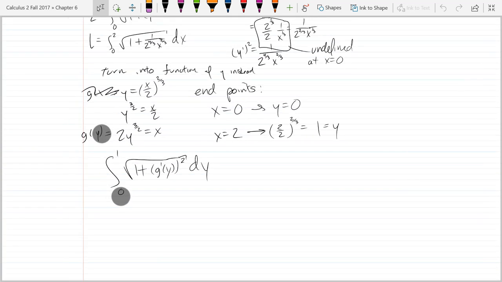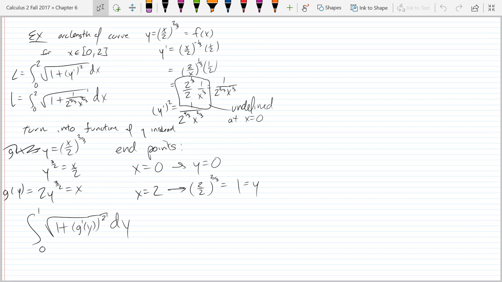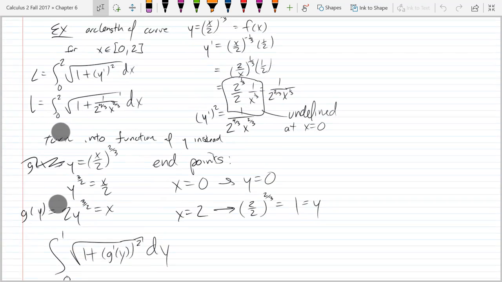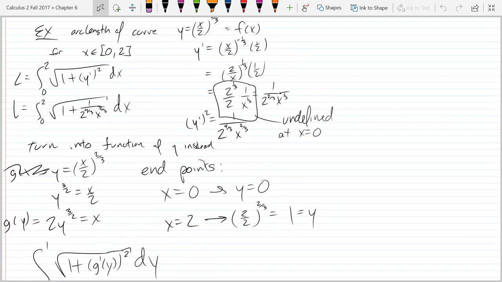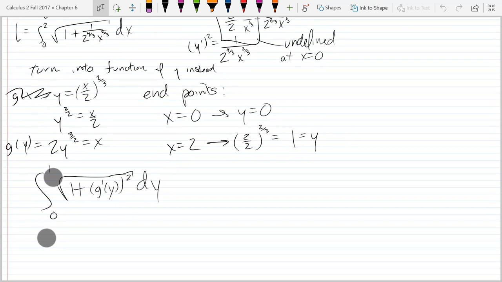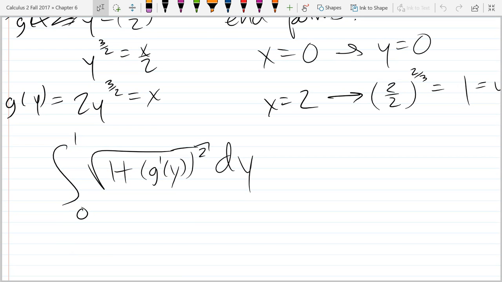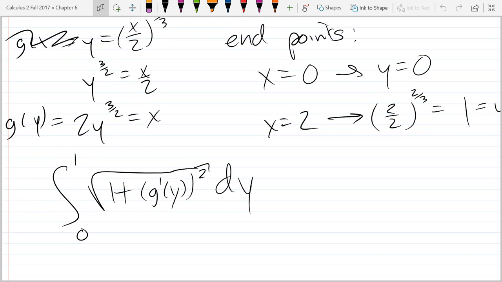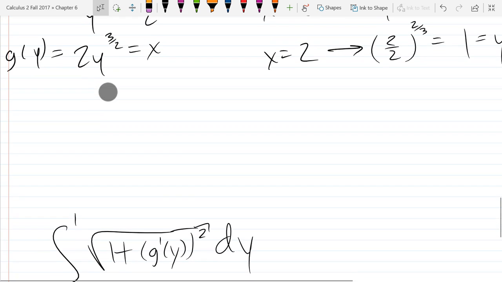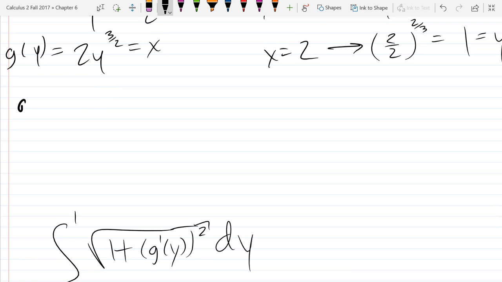Now, did we get the actual surface area? Let's see. We started on the arc length, not surface area. So we did a g of y. Now I just need to find g prime of y. So I'm going to get a little extra space here. All right, so there's g of y. Now we're going to find g prime of y.